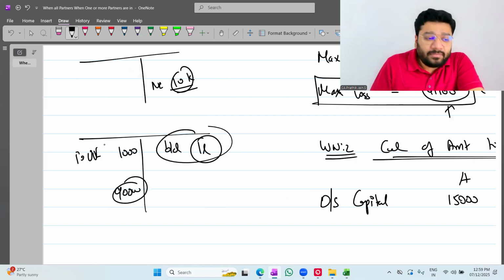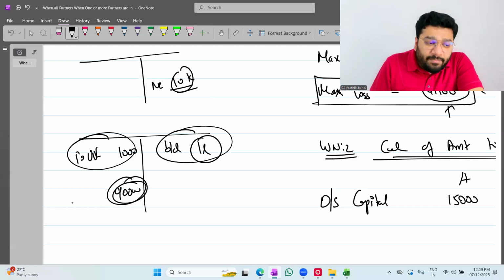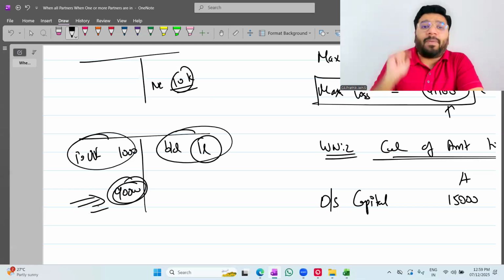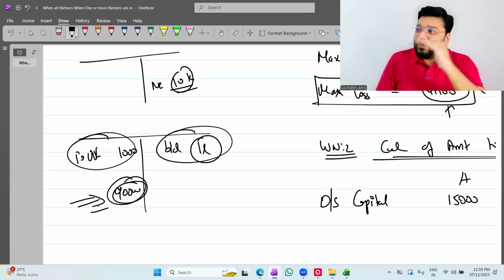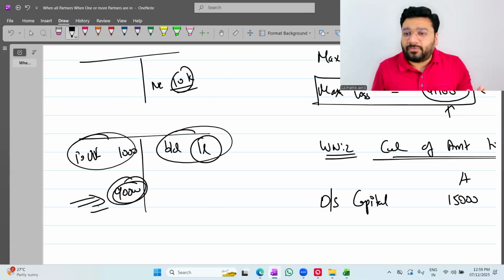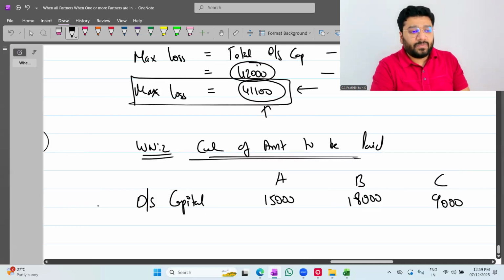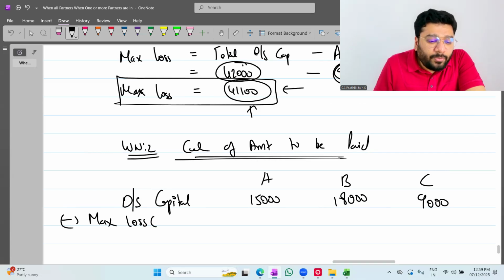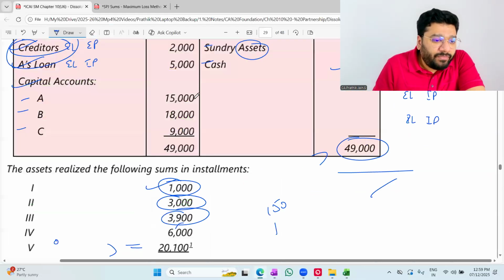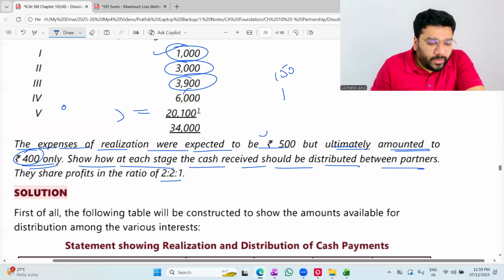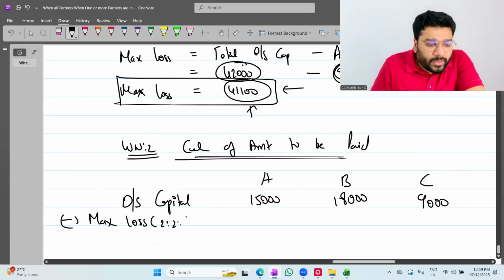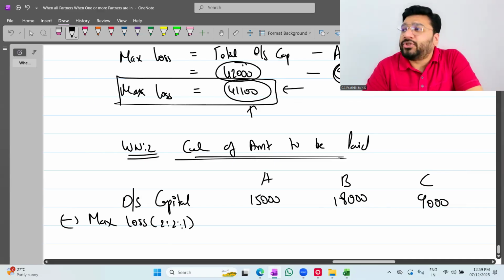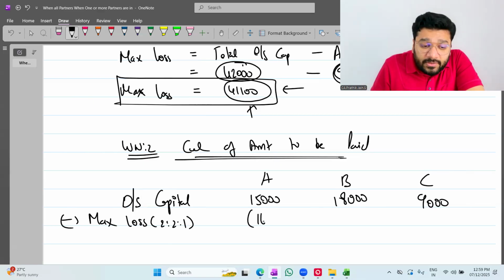This is my outstanding capital. This is the adjustment of loss. So this is the balance amount which I have to pay to the partner. Same thing. There's no difference. In the ledger, what we do, we are doing the same thing in the statement. Now tell me any difficulty. Now tell me the maximum loss, people. Maximum loss to be distributed in what ratio? Profit sharing ratio is how much? 2:2:1. So tell me 41,100 in the ratio 2:2:1. 16,440.